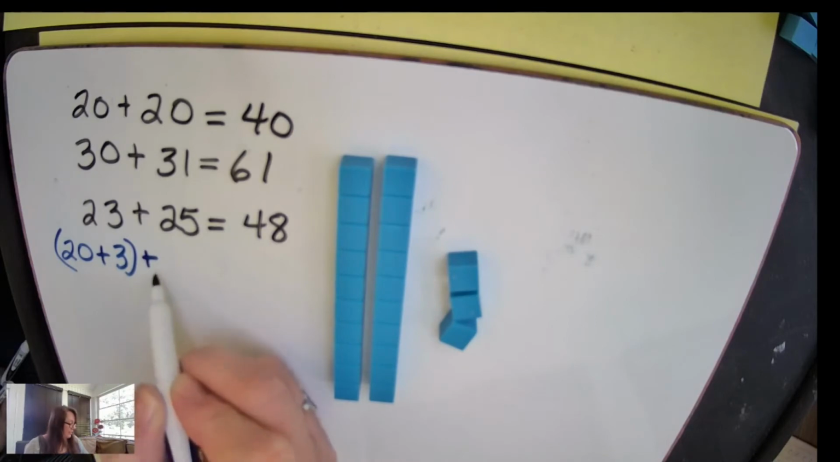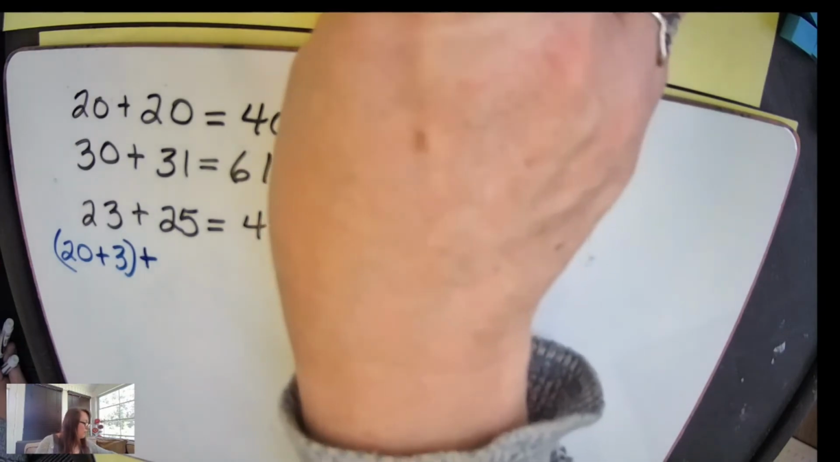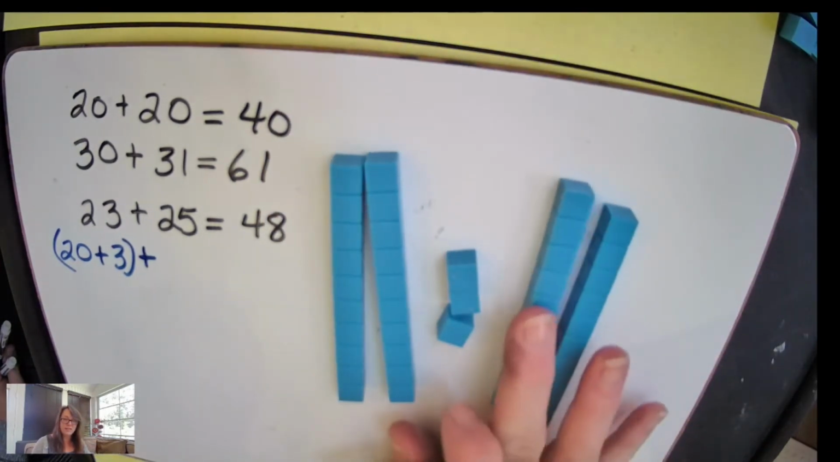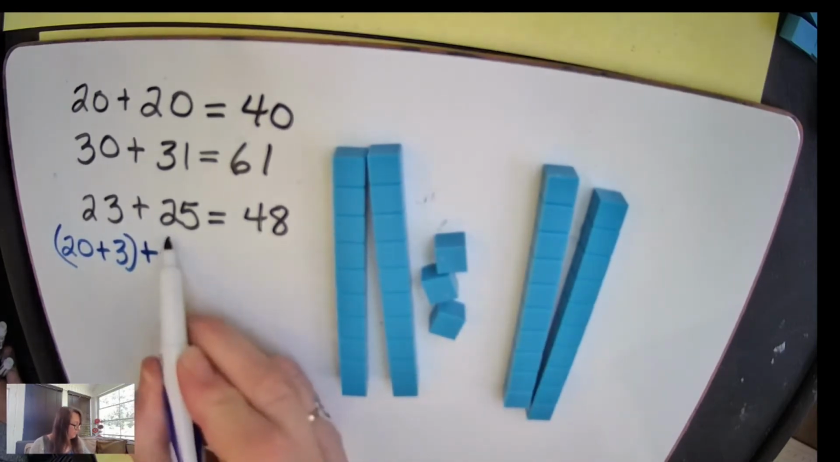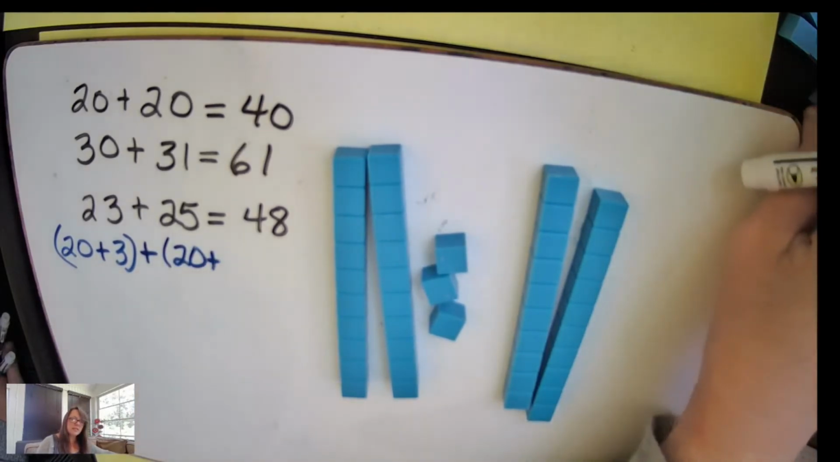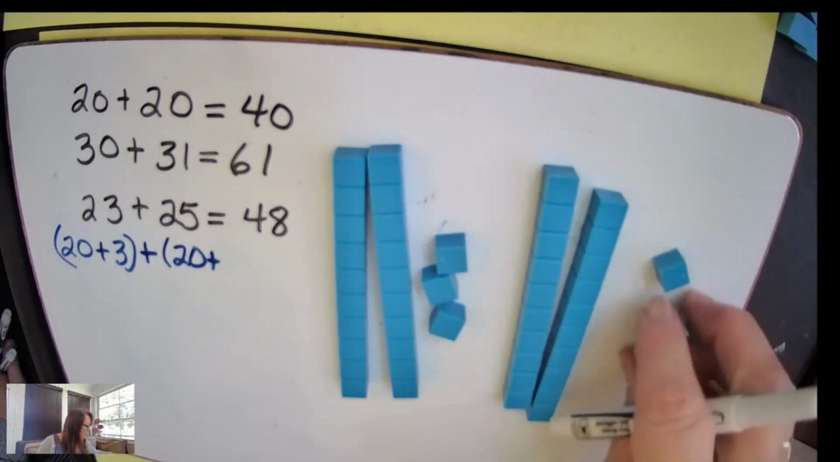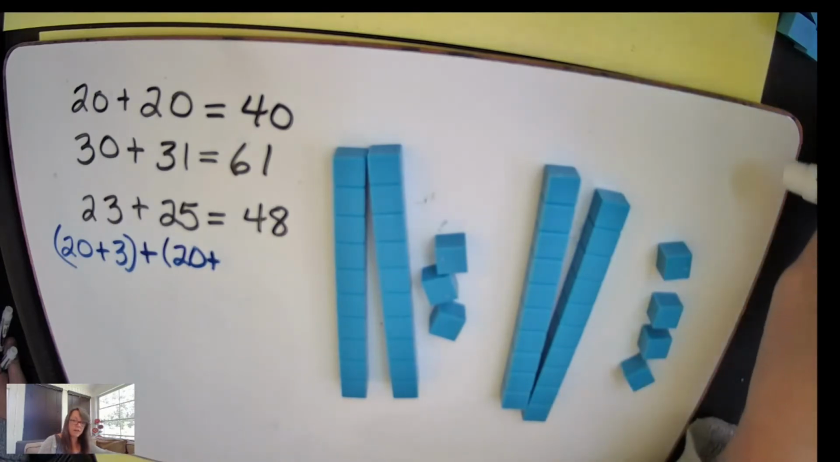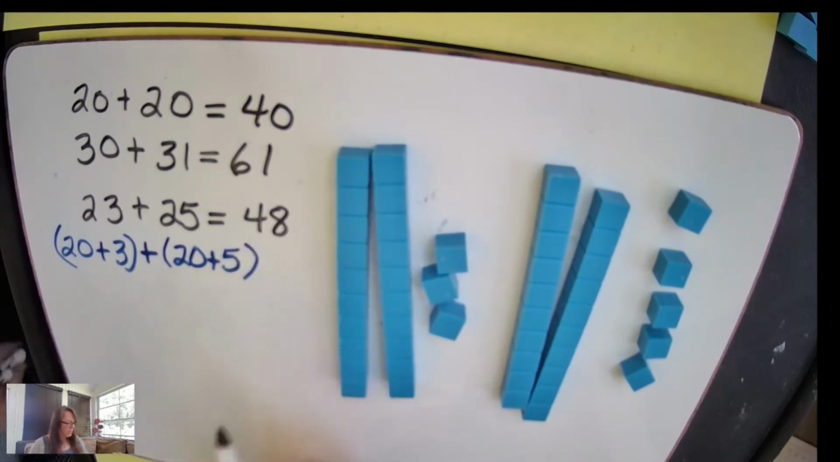And then 25 is broken into its tens and ones. 2 tens, 10, 20. And how many ones? Yes, 5 ones. 1, 2, 3, 4, and 5. So now what did you do, Stacy?